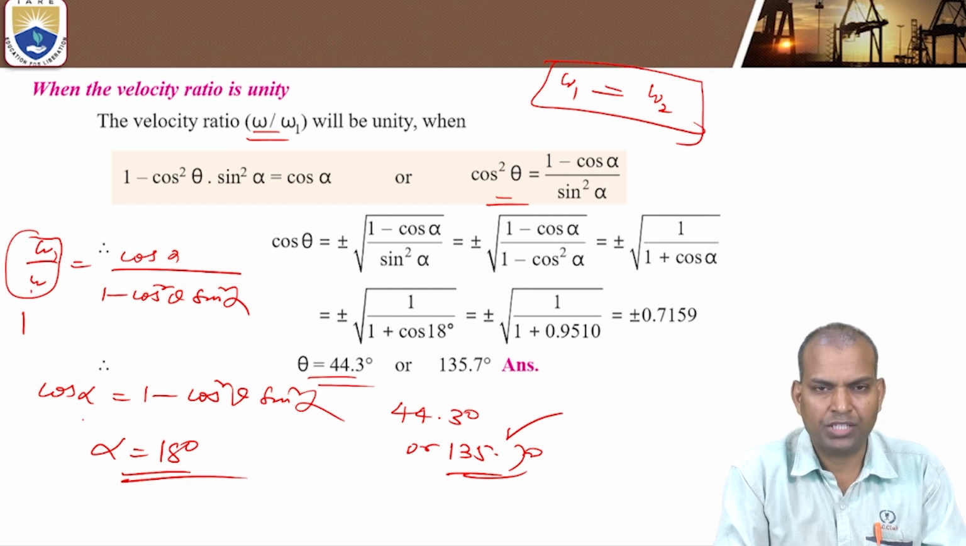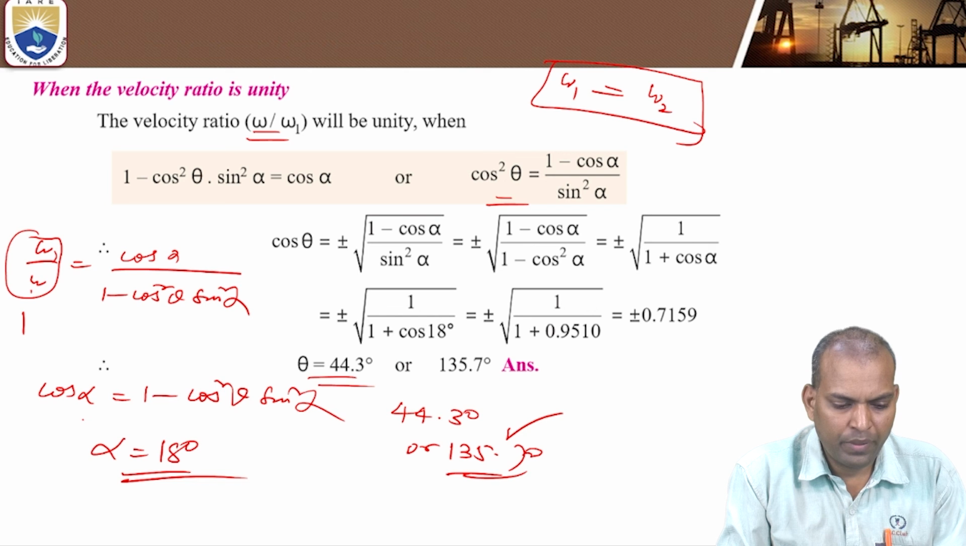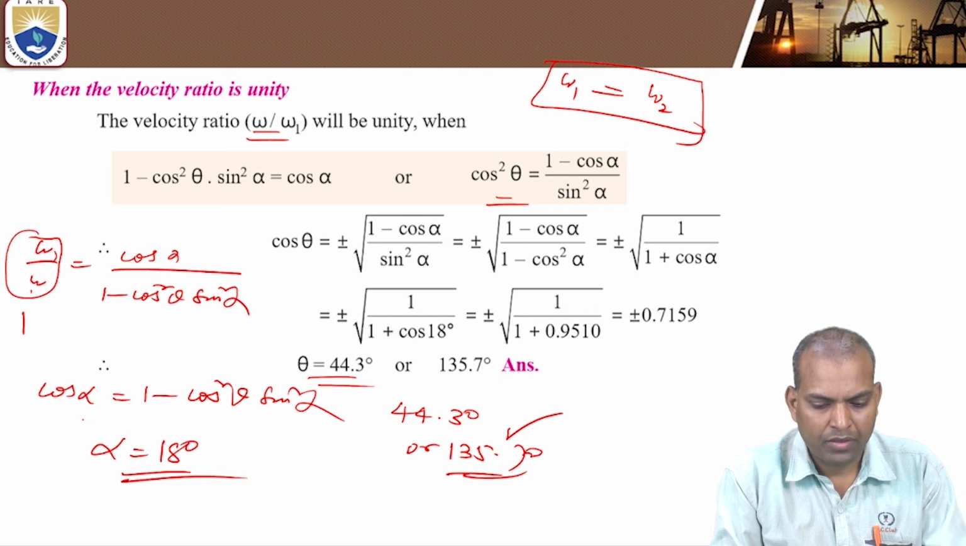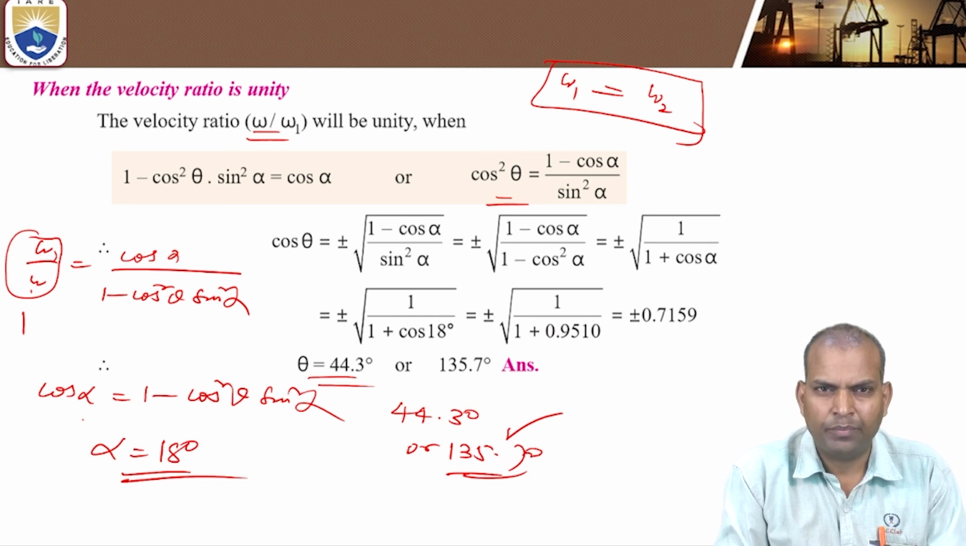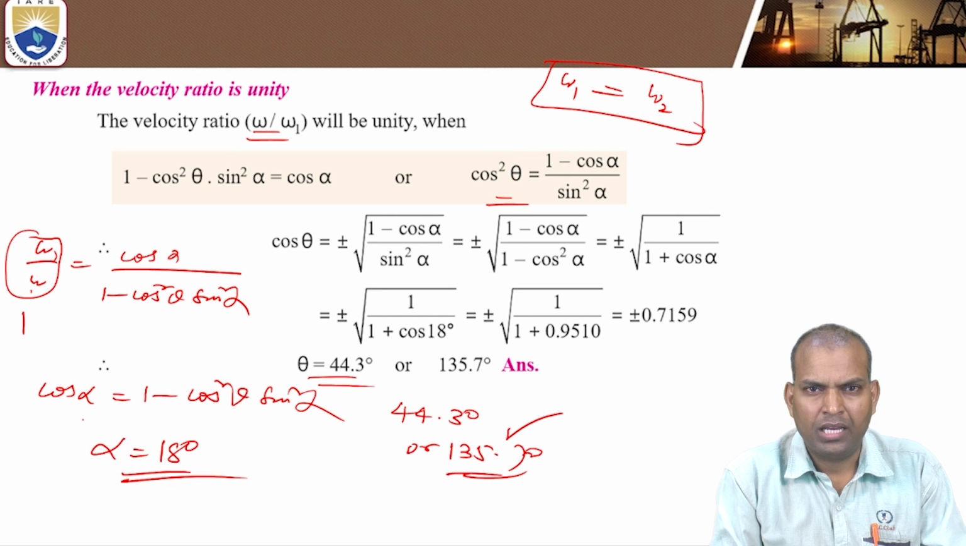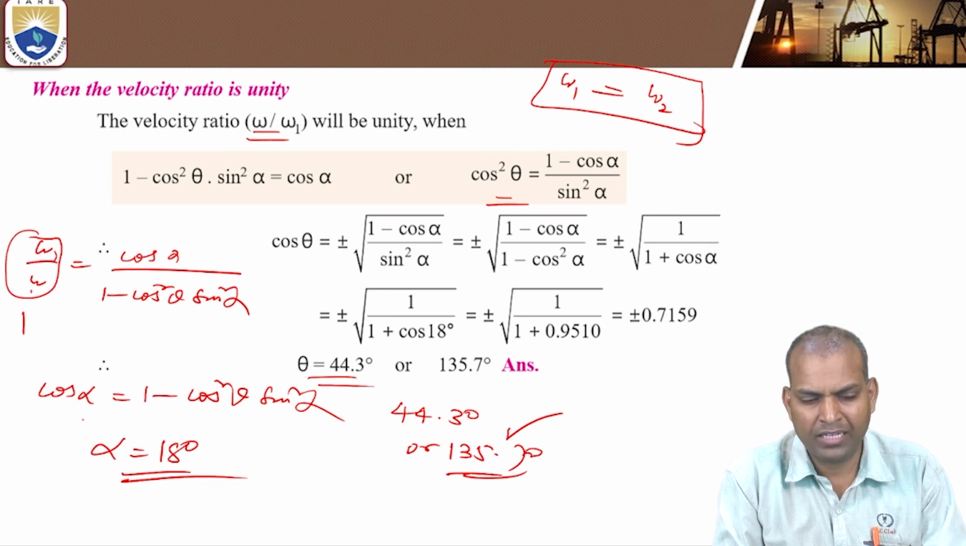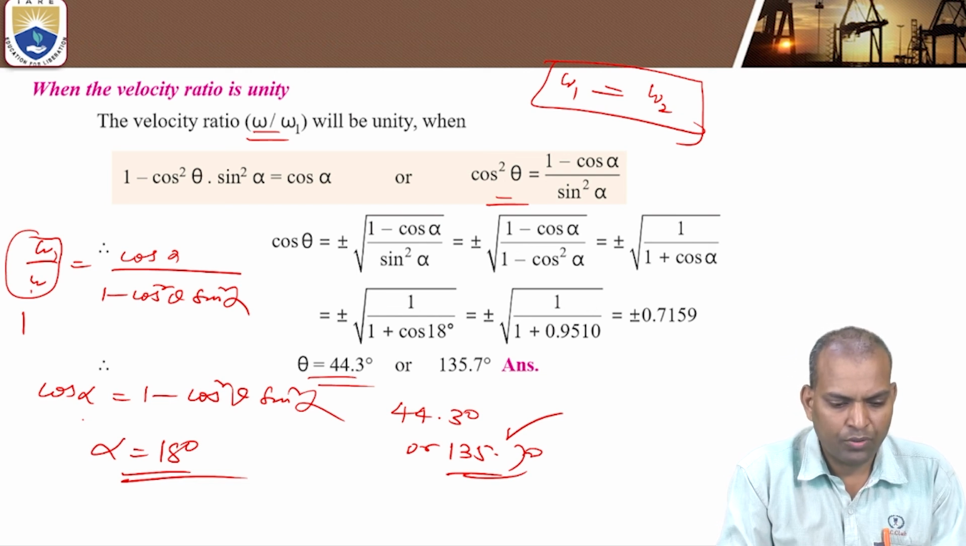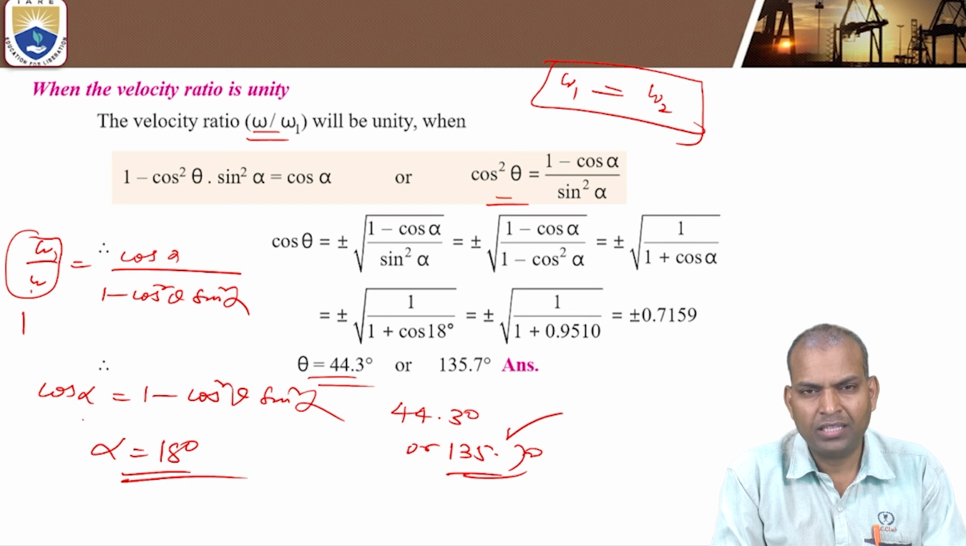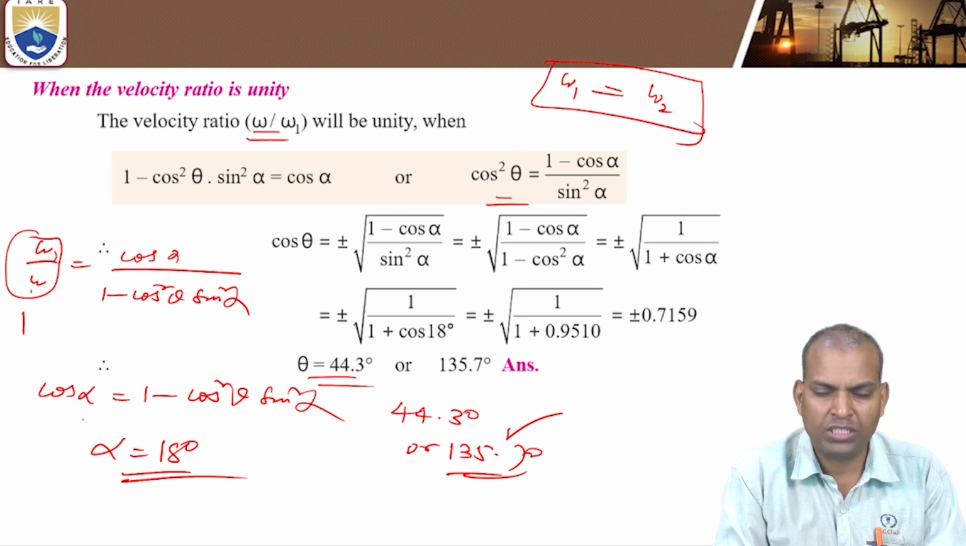In this session, we studied problems on Hooke's joint by considering mass moment of inertia, maximum torque calculation, maximum acceleration, angular velocity of the driven shaft calculations, and also the angle turned when the velocity ratio is unity.